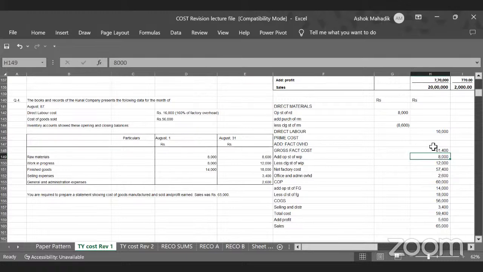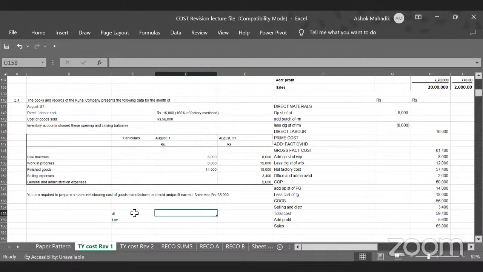Now above that we have factory overheads. The amount is not given, so we cannot proceed. But if you look at the first item which was given, direct labor cost: labor cost is given as 16,000, but in brackets they have mentioned that 16,000 is 160% of factory overheads. I'll show you how to get this. It's very simple, but I'll show you systematically. Two things are related: one is direct labor, and second is factory overhead. They say that direct labor is 160% of factory overheads.